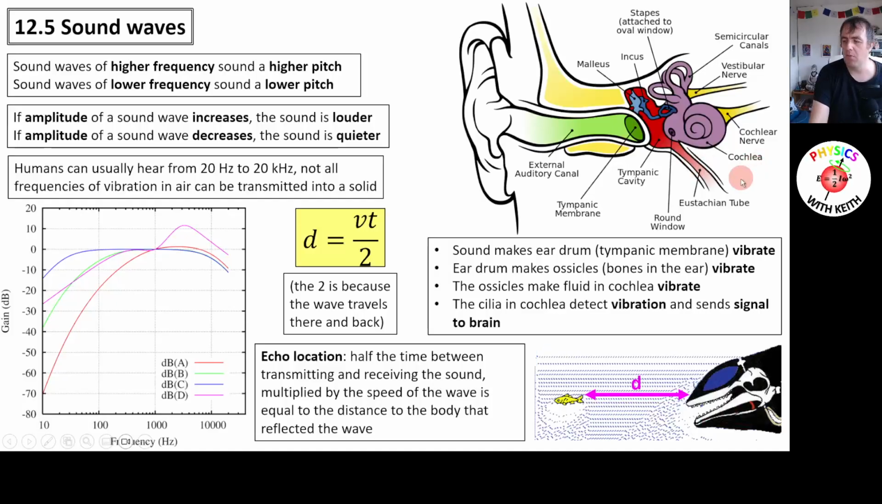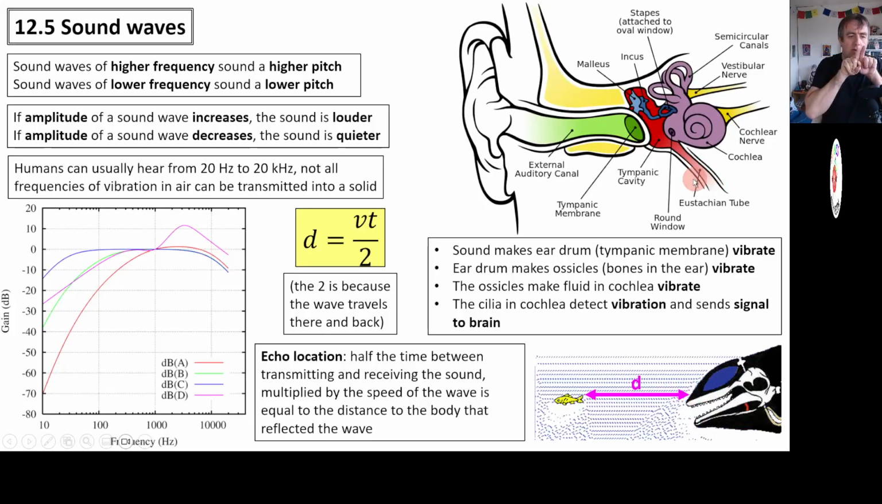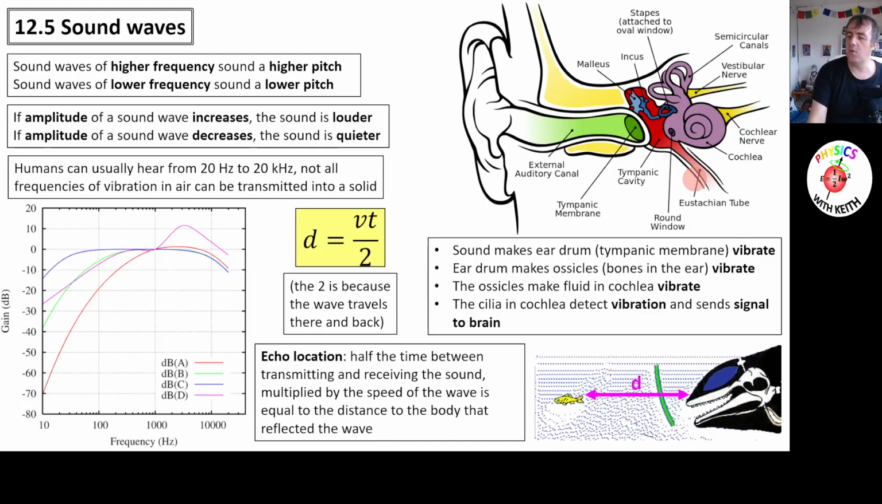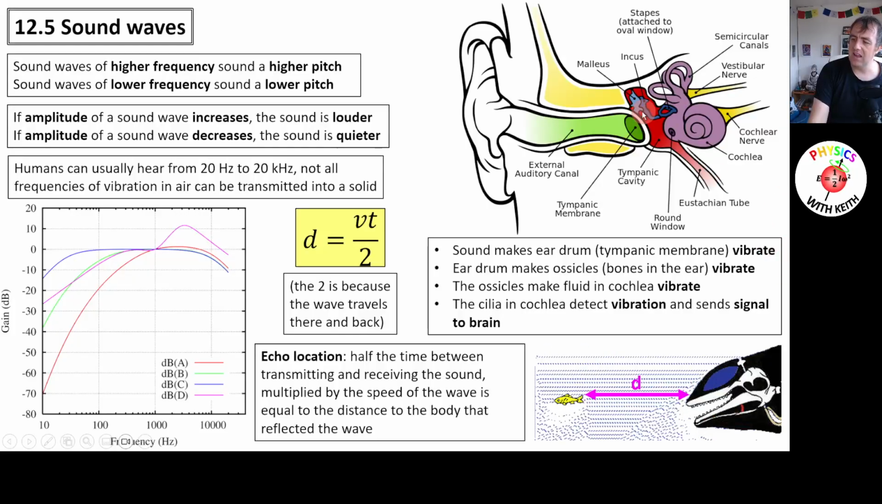Sometimes you'll hear your ears pop, and that's where the eustachian tube, which is usually closed, pops open just to allow air to get in or out. If it's higher pressure inside, it lets the air out. If it's lower pressure inside this middle ear, the tympanic cavity, it lets air in. So you'll hear the eustachian tube just pop open, and that's when your ears pop.